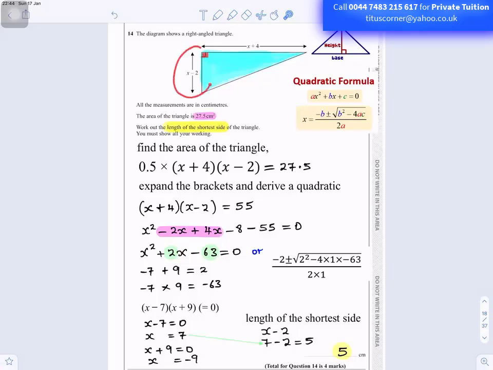So the shortest side is x minus 2. And for x, we will use 7. 7 minus 2 will give us 5.